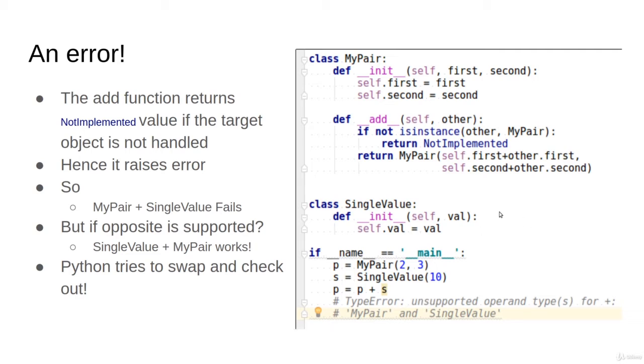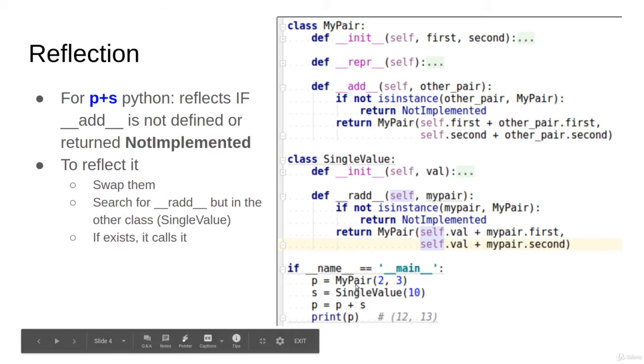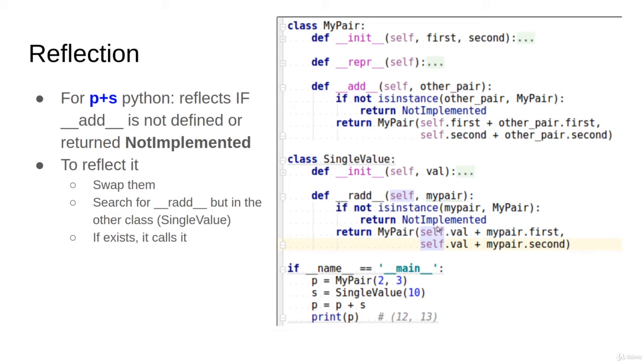But consider the following. What if the other, opposite class can support the operation for us? Let's see this code. The same code here for myBear, but now the SingleValue has the following. It has something called R for reflection, __radd__. And it takes an object from myBear. It checks, is it myBear? If yes, we do something. Otherwise, again, we return NotImplemented. And you should implement it professionally this way. Check first what you are going to add. Now, if it is actually a myBear, then I'm going to add my value to its two items and return myBear.